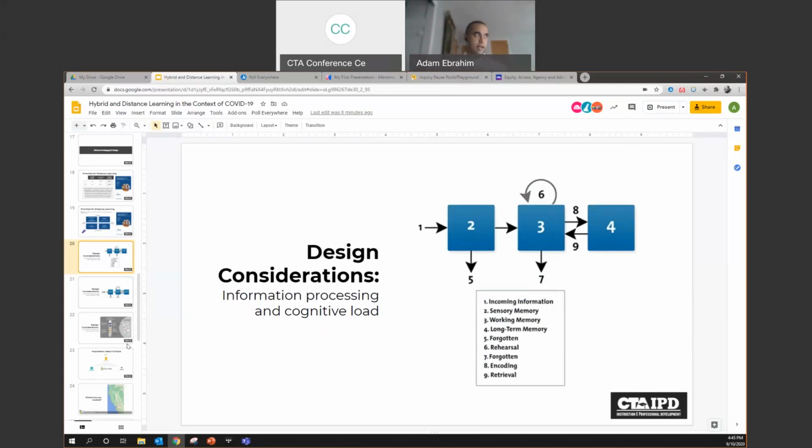So I'll tell you a little bit about it by demonstrating. Take a moment, look at that picture, and try to string that logical connection together. So how is incoming information related to sensory memory, related to working memory, related to long-term memory, forgotten, rehearsal, forgotten, encoding, and retrieval?